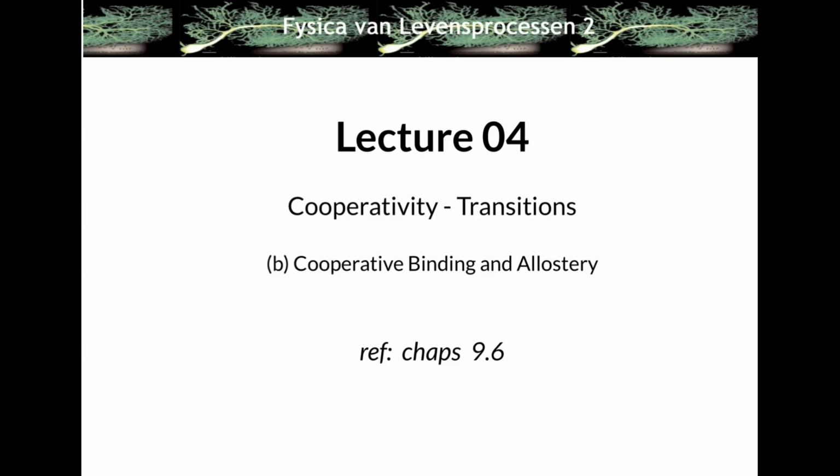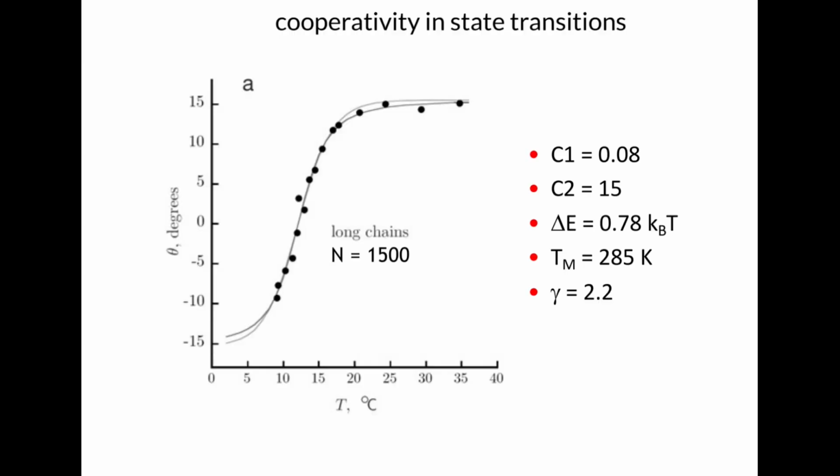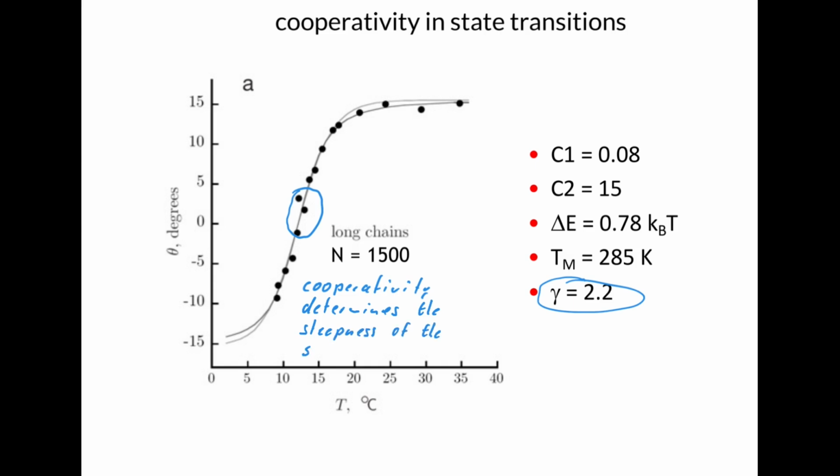In the second part of today's lecture, we again look at cooperative transitions, but now from a more chemical view, and we will learn about cooperative binding and allostery. So going back to the first part, where we looked at protein binding, we had a physical interpretation of cooperativity, which is displayed as the steepness of the curves when we have a switch between two states.